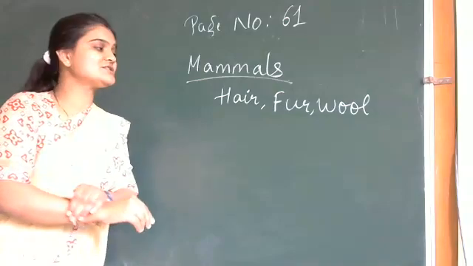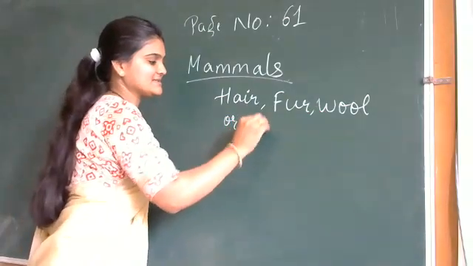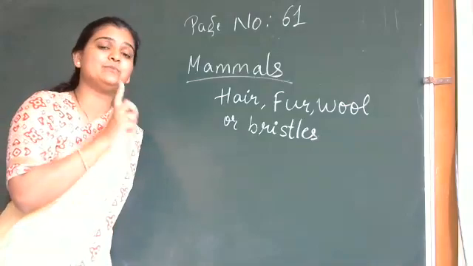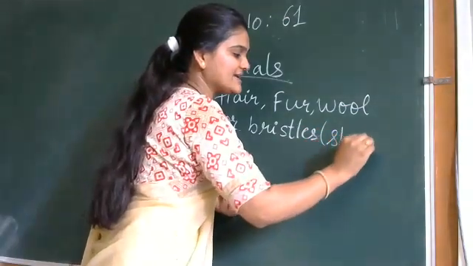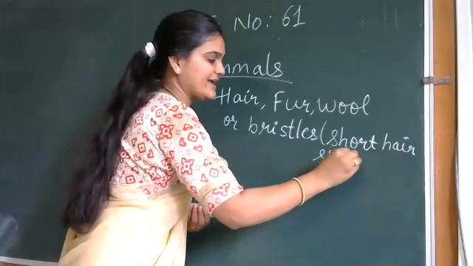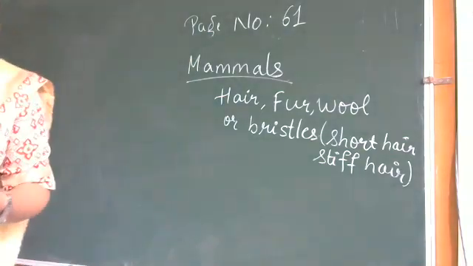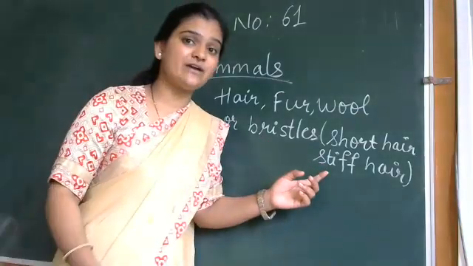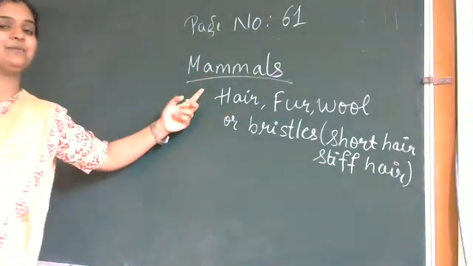Okay, on top, along with the skin, they also have small hair, fur, wool, or also bristles. Okay, what are bristles? You can write the meaning in brackets. Bristles are the short hair on the body. You can say short hair or stiff hair. The hair which stands straight above on the body is known as bristles. Did you get it? Stiff hair or short hair on the body of mammals.